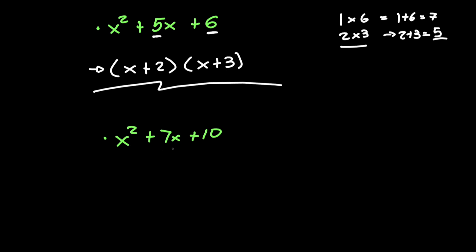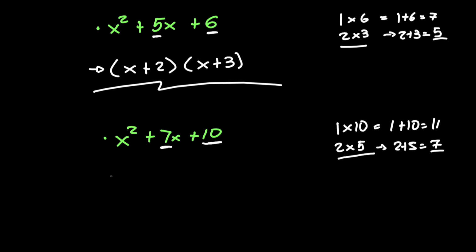For this, x squared plus 7x plus 10. First, we must find the multiples of 10 that add to 7. So 1 multiplied by 10, 2 times 5, and those are just the multiple factors of 10. 1 plus 10 would be 11. 2 plus 5 would be 7. So it is 2 and 5 that will be the numbers. So it would be x plus 2 multiplied by x plus 5.